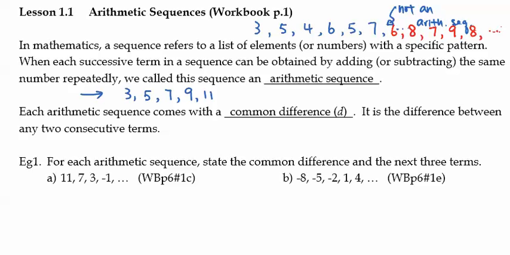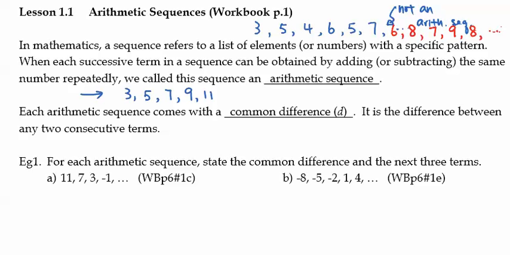For a sequence to be an arithmetic sequence, you must have the same number adding to your sequence again and again, or you subtract the terms in your sequence by the same number again and again. This is what we call an arithmetic sequence.